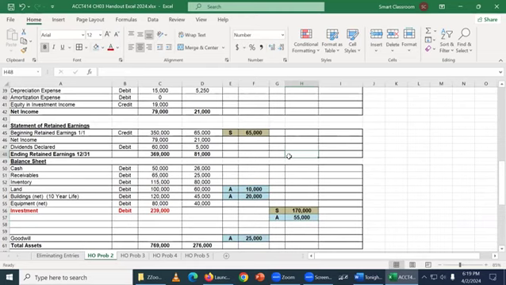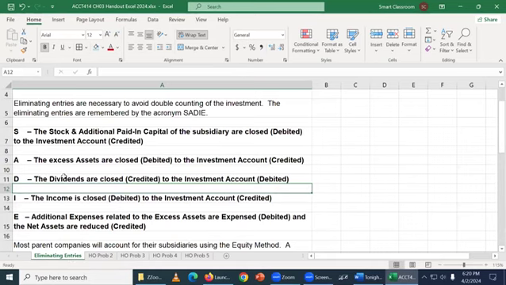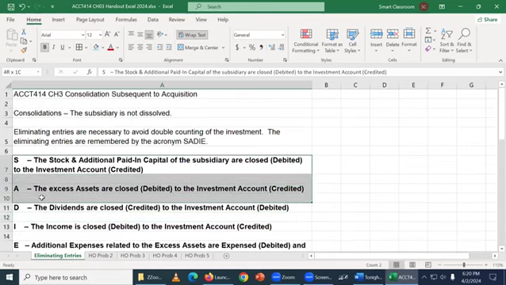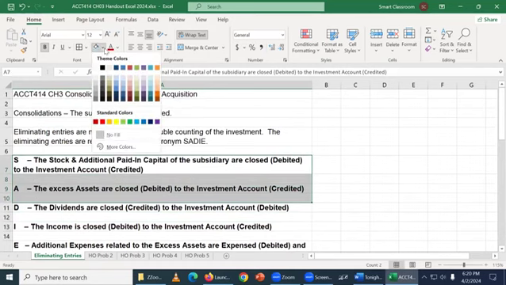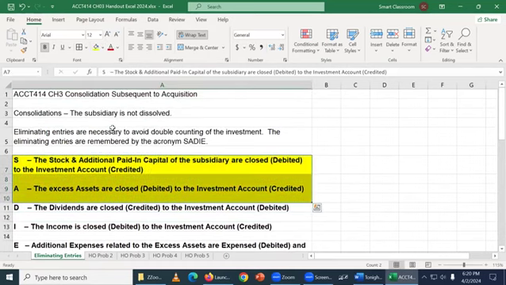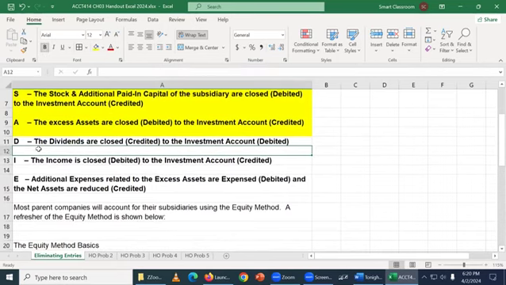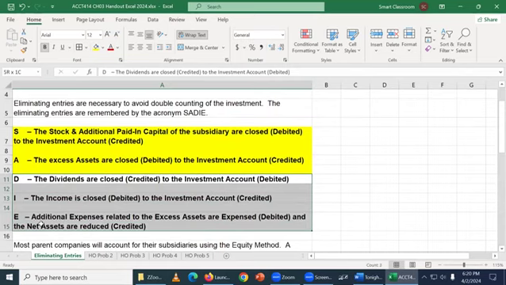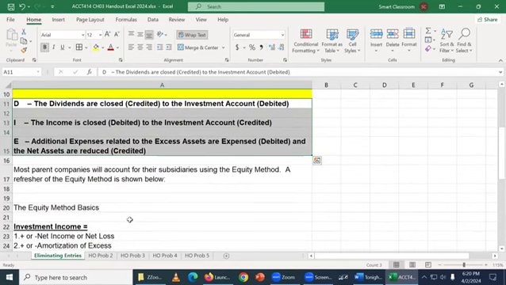And so this is kind of what we did last time, a little bit different in that we do the retained earnings up here at the beginning, retained earnings. Okay, now going back to our journal entries. So we just did the S and the A from like last time. Now we're going to do these other ones. Dividends, income, and additional expenses.